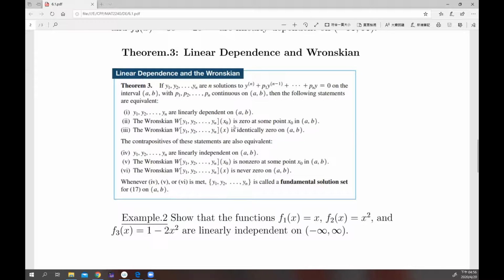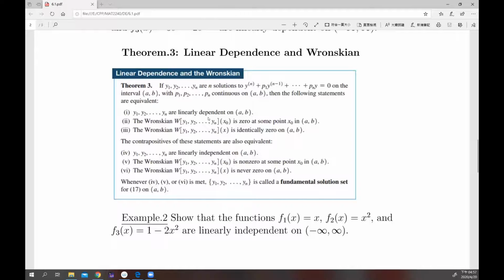Second, the Wronskian is 0 at some point x0 in (a, b). If we can show that the Wronskian, the determinant of the matrix that we saw earlier, is 0 at some point in (a, b), then we can say that they are linearly dependent. Or third, the Wronskian is identically 0 on (a, b). So in both cases, if you can show that the determinant of the matrix that we saw earlier is 0 at some point in the domain, or is always equal to 0, then we can say that they are linearly dependent.